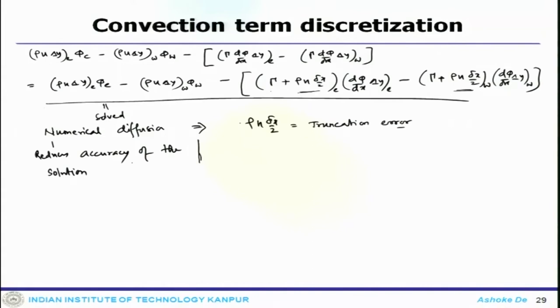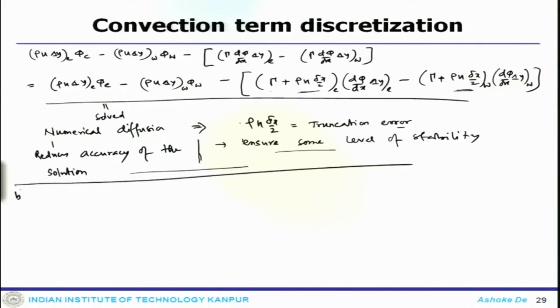But at the same time this also provides or ensures some level of stability. That is another issue. It makes the system quite a bit stable because of this diffusion, and makes sure that the solution remains bounded and physical. Another important thing is that theoretically the contribution from the numerical diffusion term should be less, and that is exactly what happens when you move to higher order schemes and try to reduce the effect of this numerical diffusion.